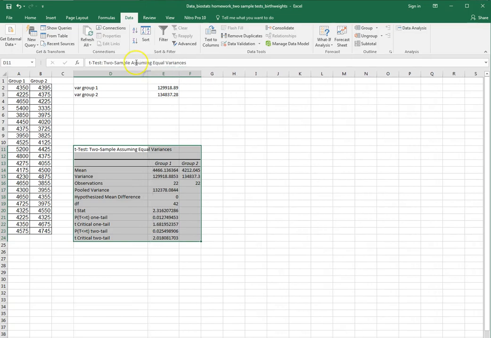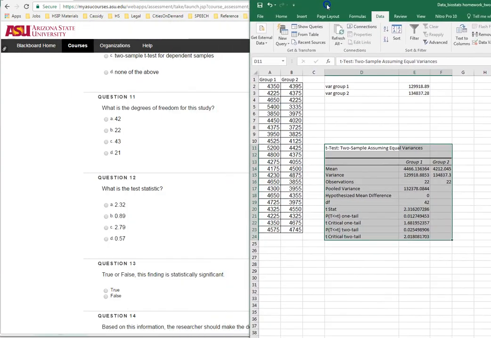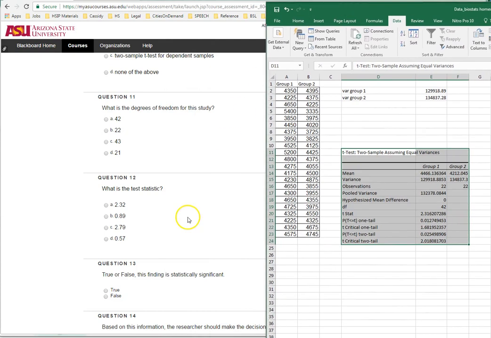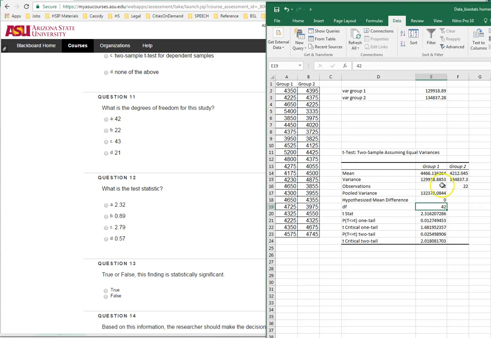I'll actually make this a little bigger, and then let me go back to Blackboard to see what questions I needed to answer about that. So I need to know the degrees of freedom for the study. It tells me here in my results, my degrees of freedom is 42. I could also figure that out using our formula, which is for 2 samples, sample size of group 1 minus 1, sample size of group 2 minus 1. So it would be 22 minus 1, or 21, plus 22 minus 1, or 21, which would give me 42. But it also gives me that answer here, so it's going to be 42.